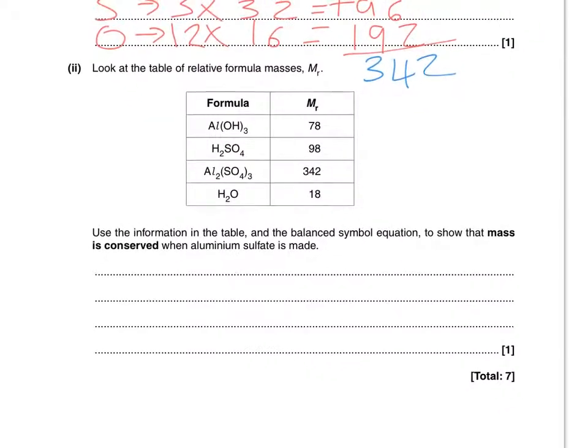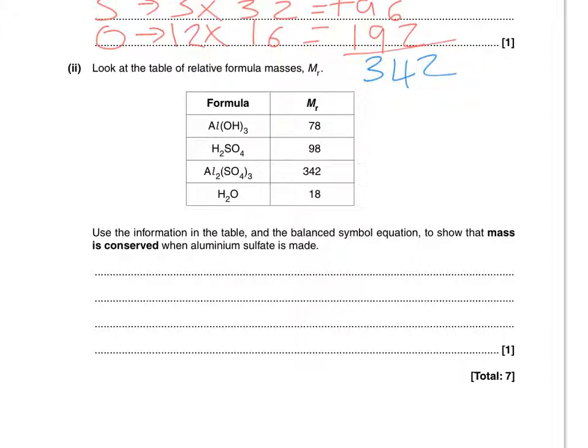Last question, guys. You've done so well. Let's finish on a high, yeah? Look at the table of relative formula masses, we've got loads of different elements. Use the information in the table and the balanced symbol equation to show that the mass is conserved when aluminium sulfate is made. You're going to be freaking out again, going, what does mass conserved mean? What does that mean?